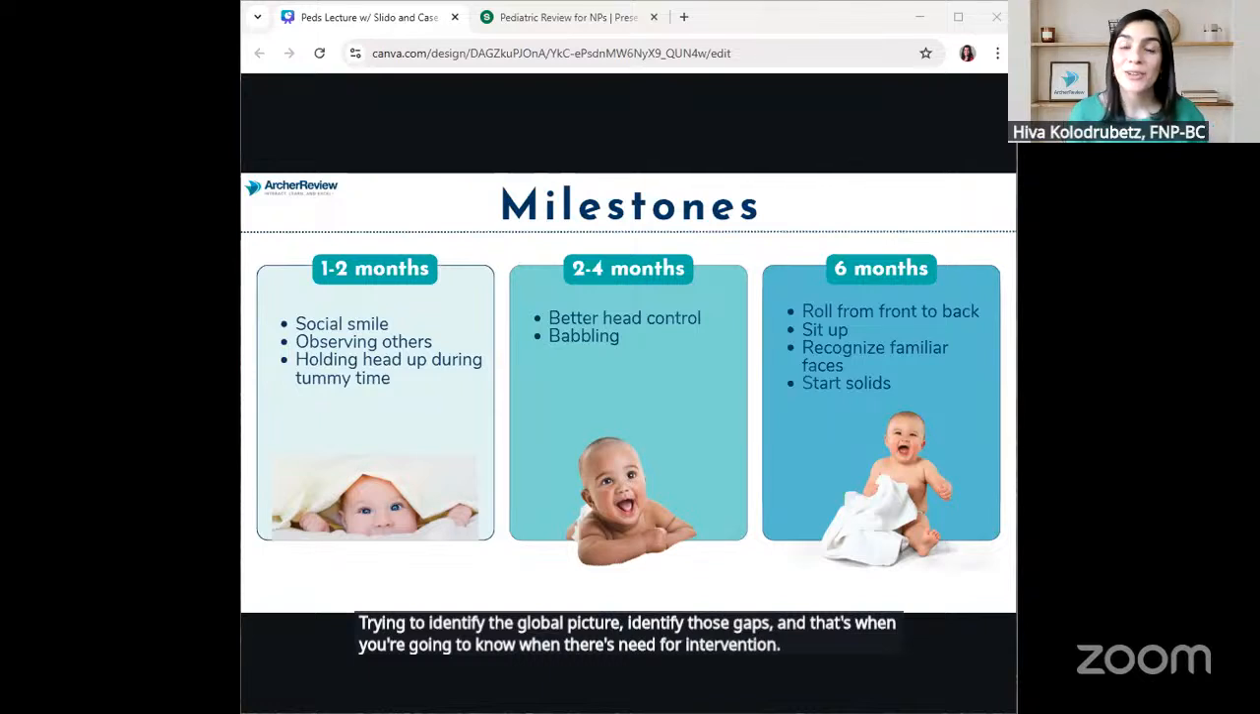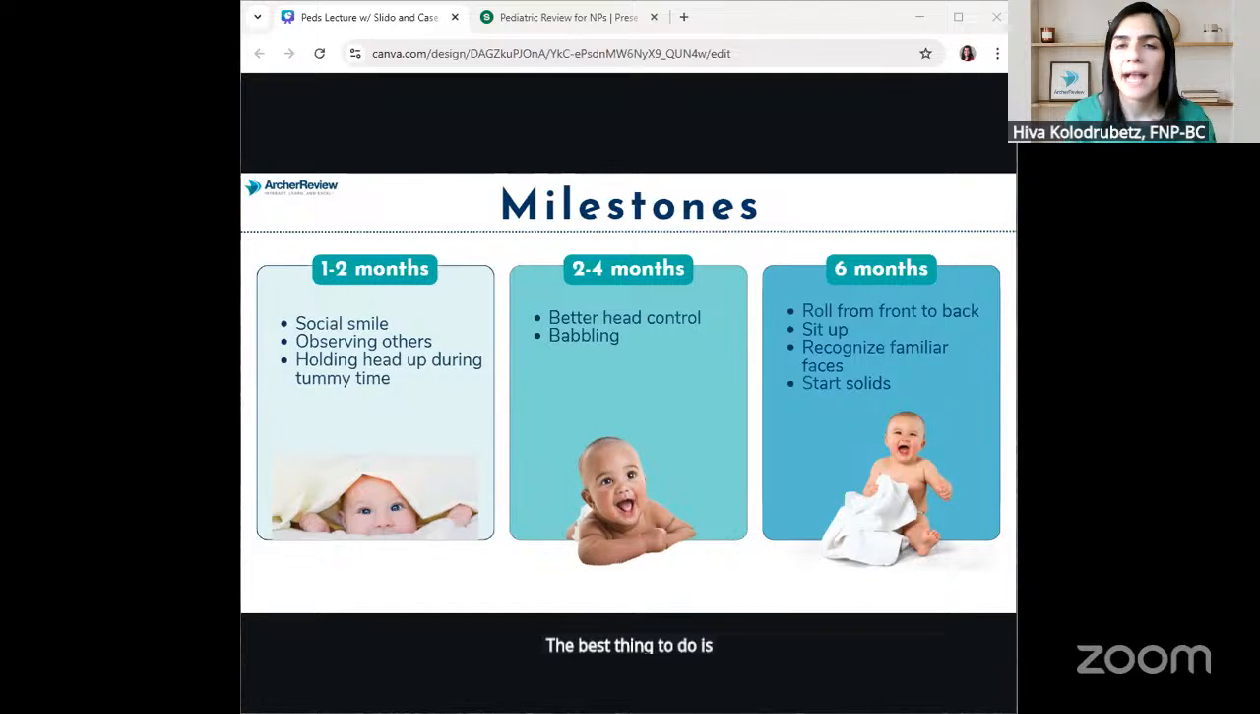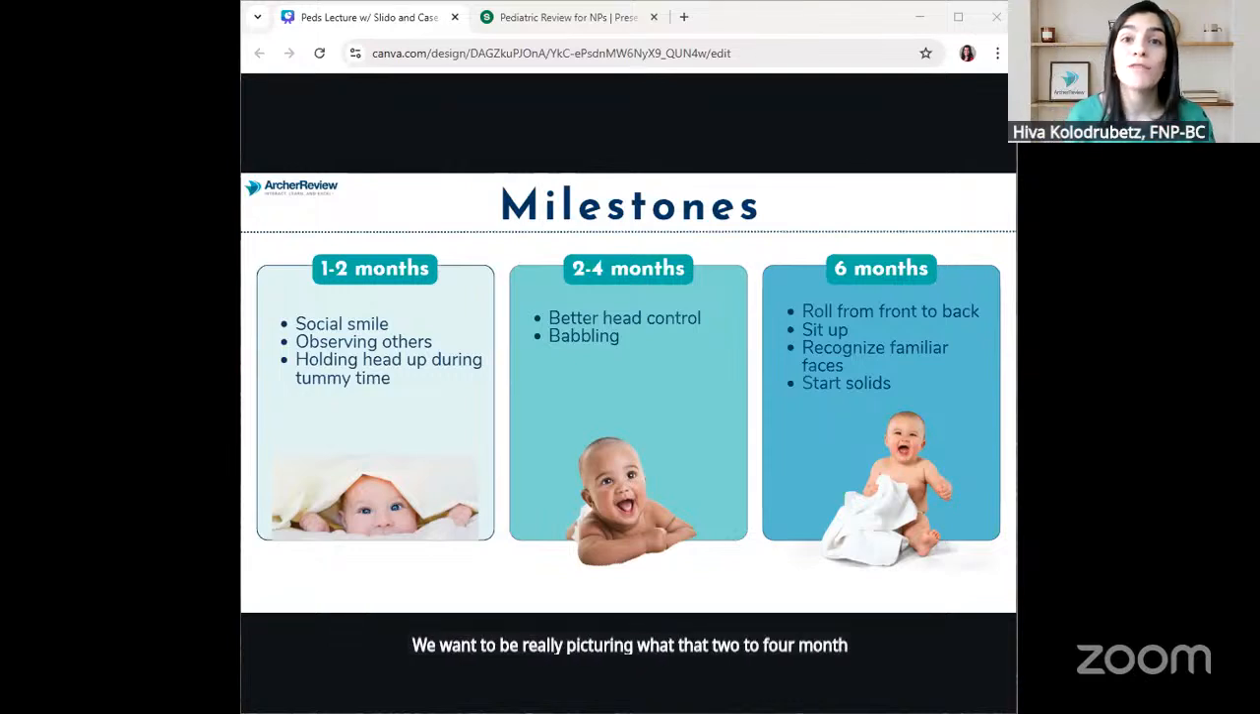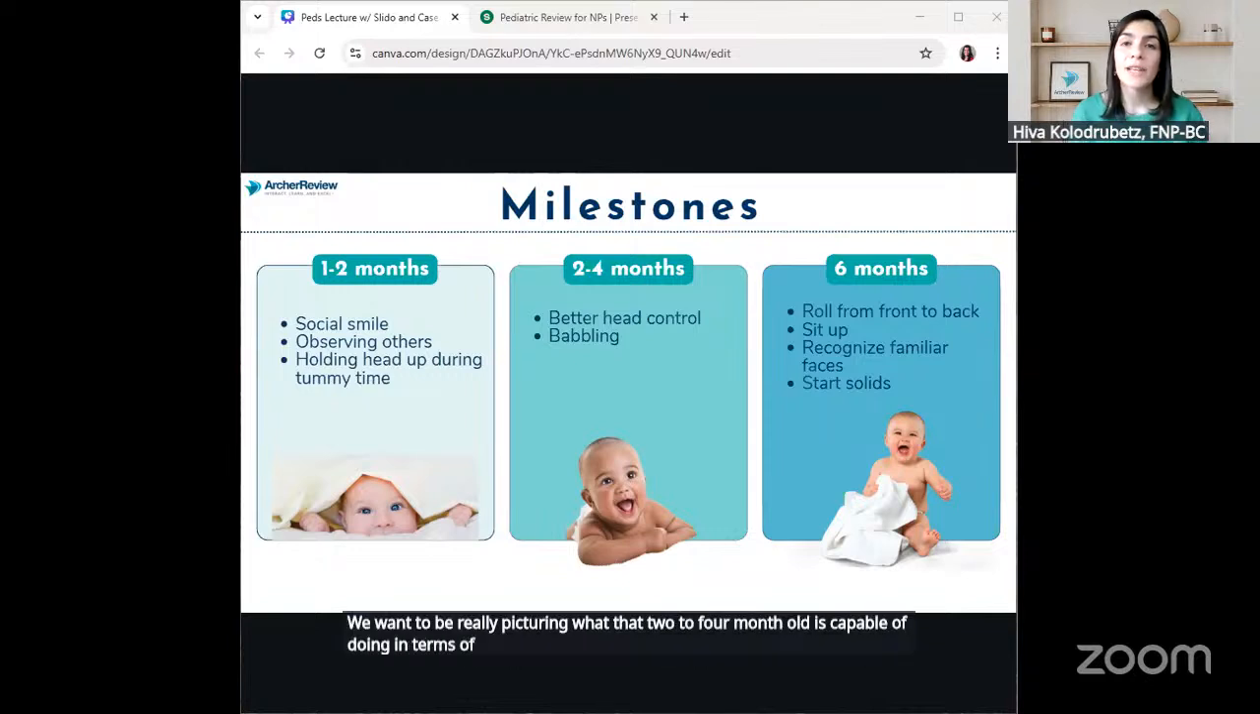Now, the other clinical pearl that I have with milestones is if you have not had the pediatric experience, if you've not been a pediatric nurse, if you've not had kids of your own, you probably have to do a lot more memorizing of these milestones and these tables and charts, right? The best thing to do is to really visualize that child in front of you. So when we're looking at an exam question or when we have a 2 to 4 month old in our office, we want to be really picturing what that 2 to 4 month old is capable of doing in terms of milestones, right? So when you're sitting there on exam day, I want you to also be visualizing that child.